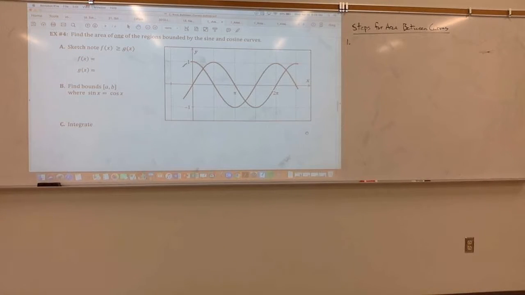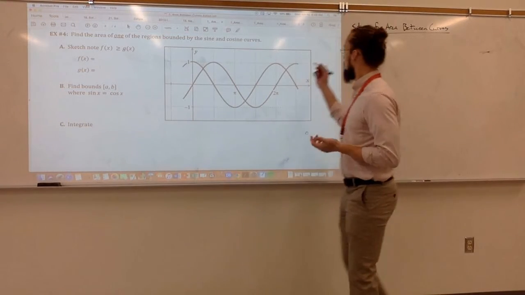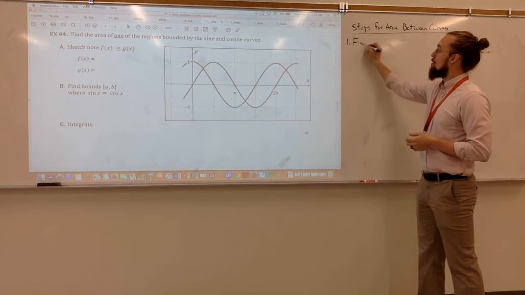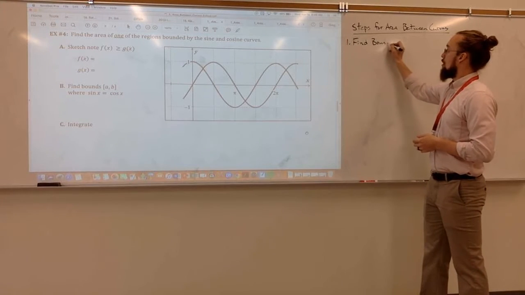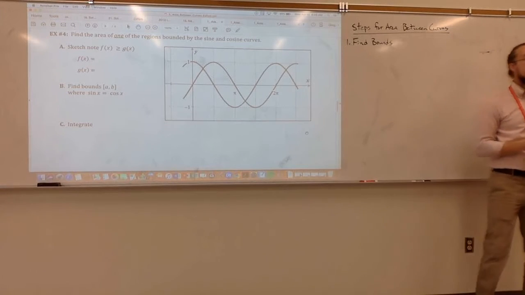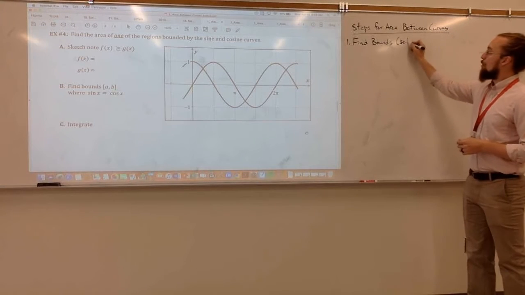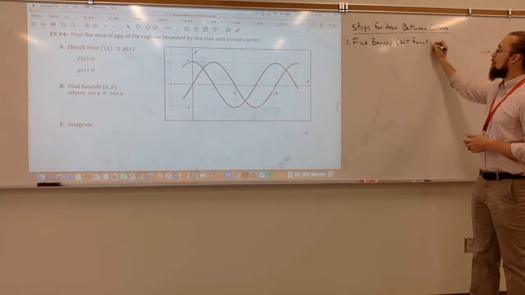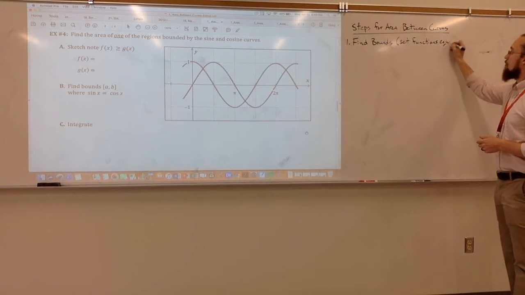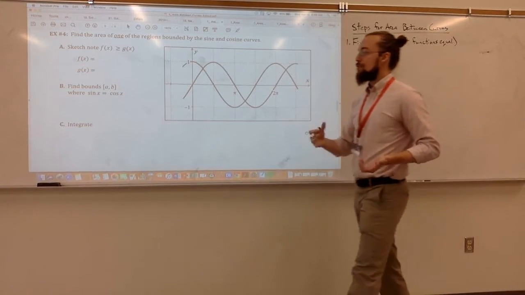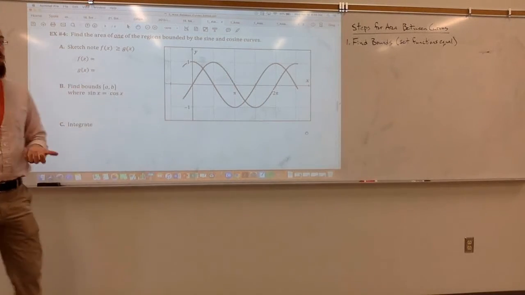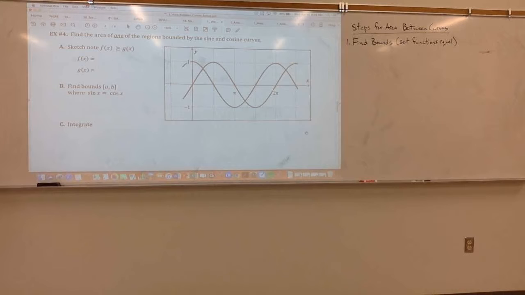So B, the first thing I want to do is find the bounds. The bounds are where the functions are equal. Right? So sometimes that's given to us. Sometimes that is not given to us. Okay? If it's given to us, step one's obviously pretty easy. But if it's not, what we want to do is set the functions equal and solve. So here, if my functions are sine and cosine, I want to set those equal, figure out where sine equals cosine. So, I mean, the easiest way to do this is to just think about the unit circle.